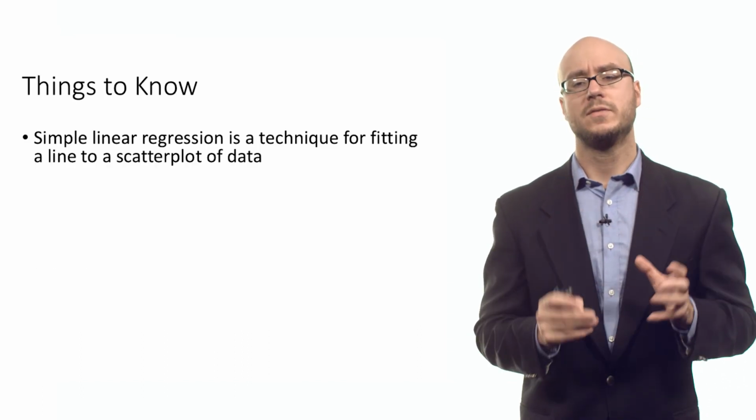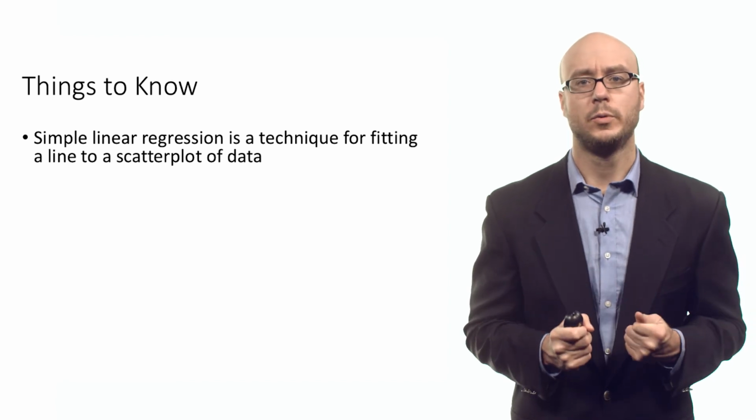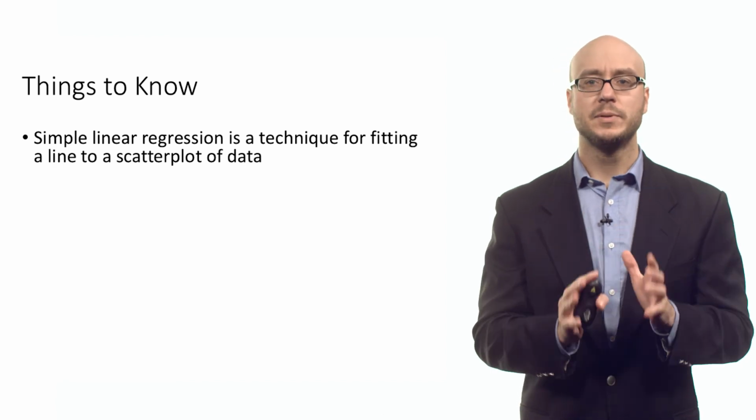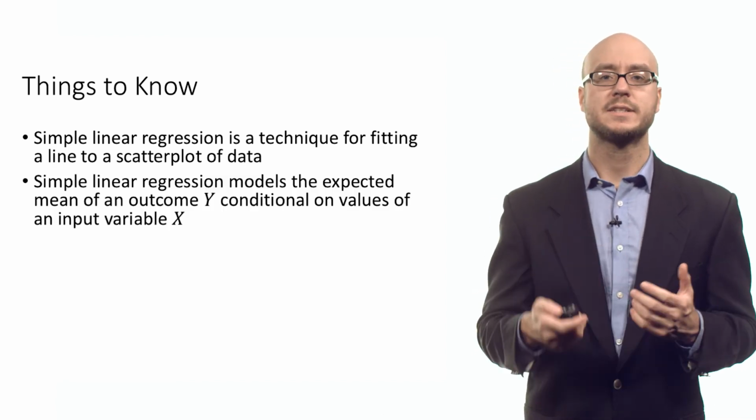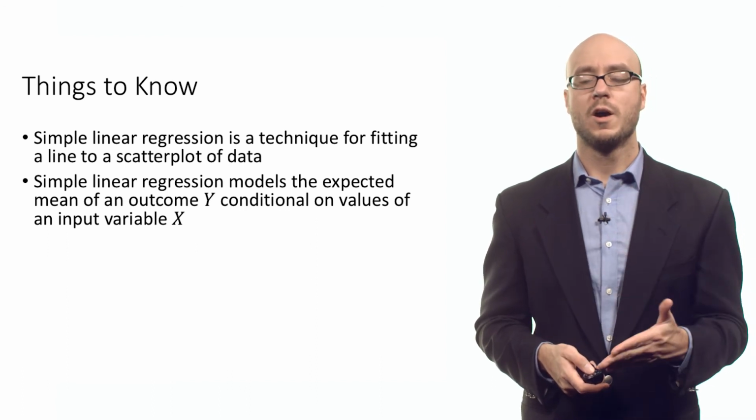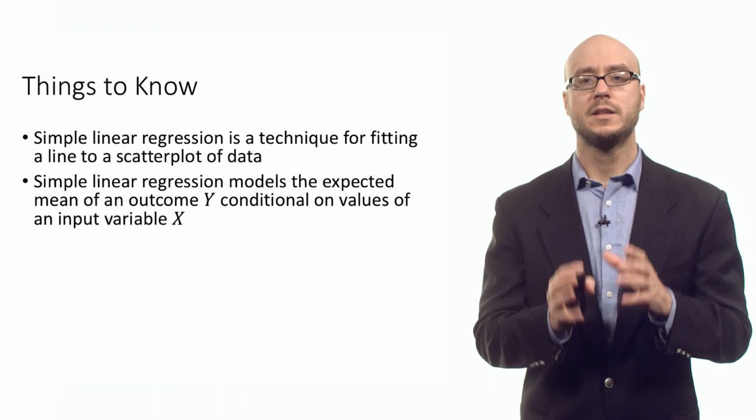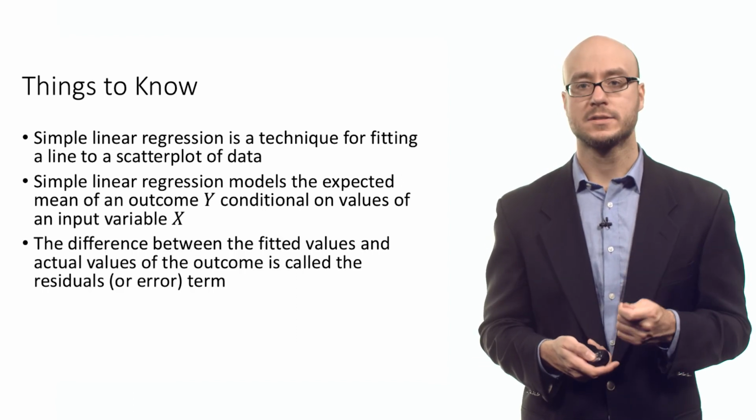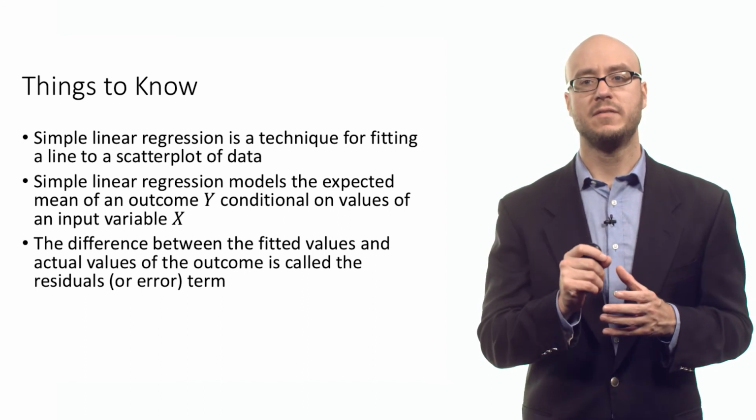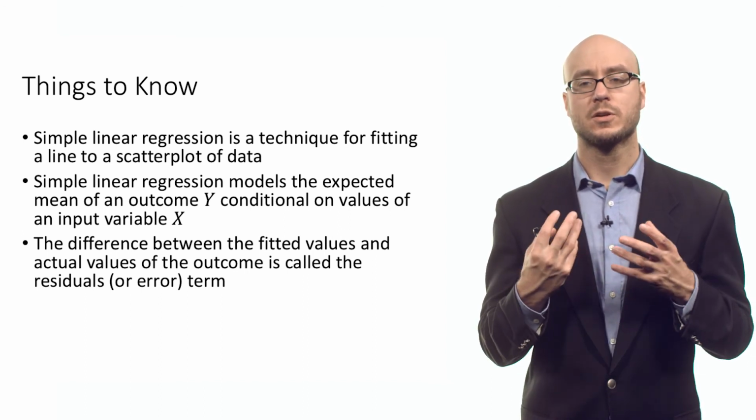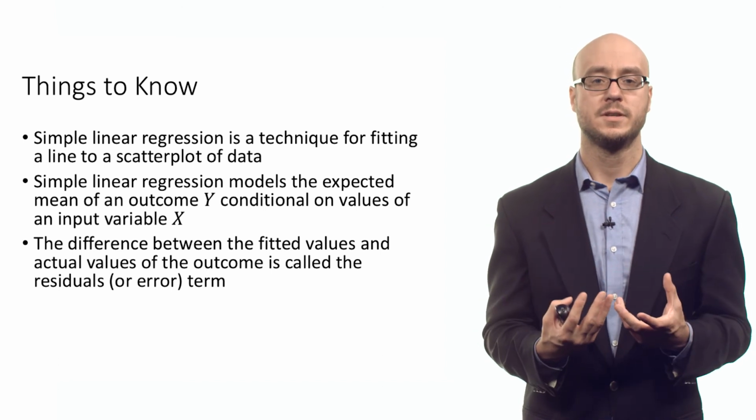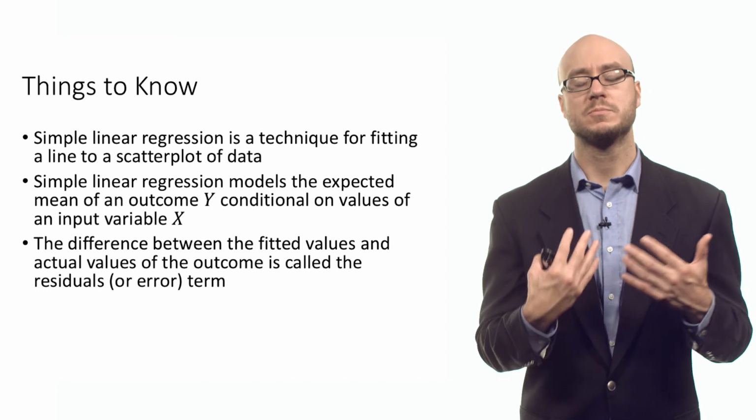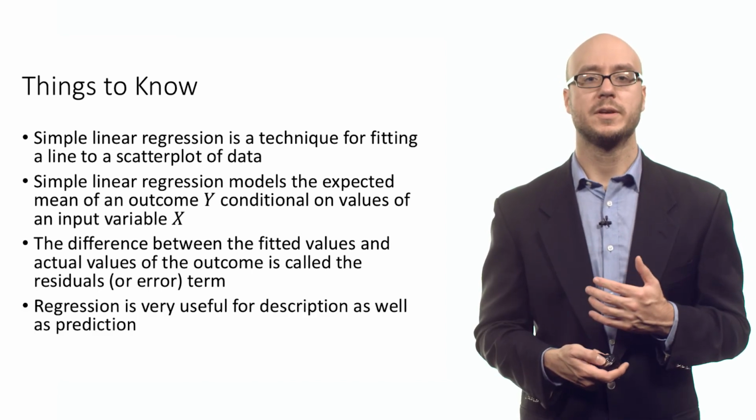So for this first part of today's lecture, there are a few key points. Simple linear regression, sometimes called classical linear regression or bivariate regression, is simply a technique for fitting a line to a scatter plot of data. When we run a simple linear regression model, we're modeling the mean of the outcome conditional on different values of an input or predictor variable x. The difference between the fitted values and the actual values of the outcome are called the residuals or the errors. These errors or residuals give you an idea of how far off you are in terms of predicting or describing your set of data.